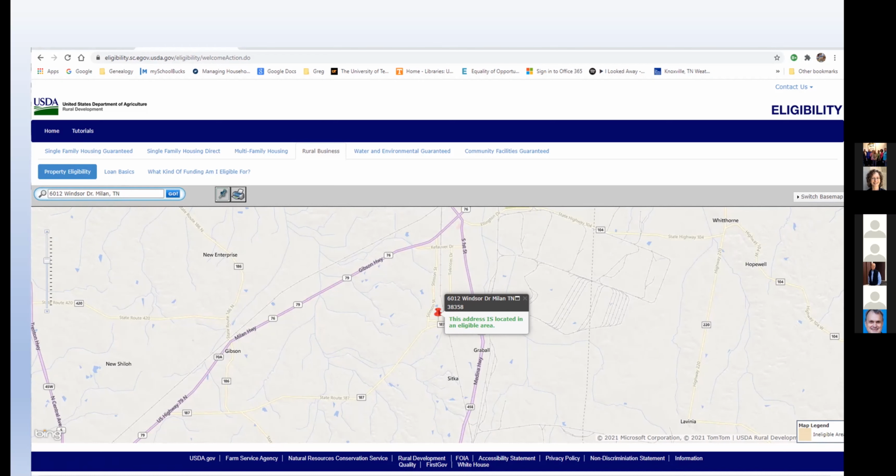Now, I typed in my home address, and I live in the suburbs of Knoxville, and it indicated I'm in an ineligible place where I live. So it will tell you that right away. And so you can check that today if you want, thinking about moving forward.